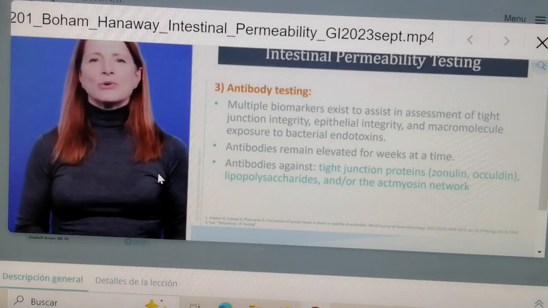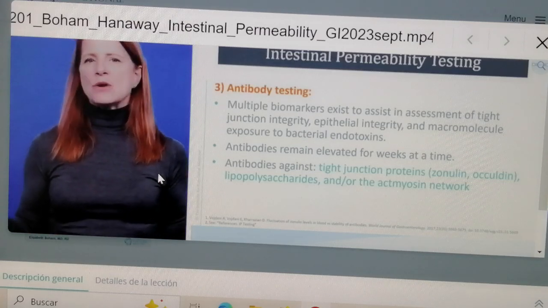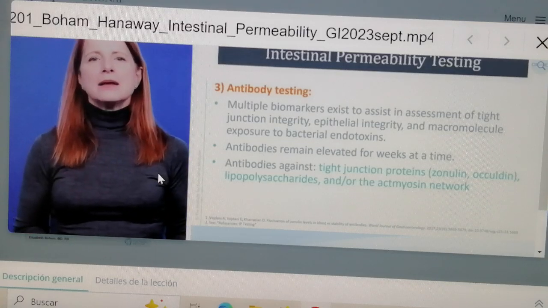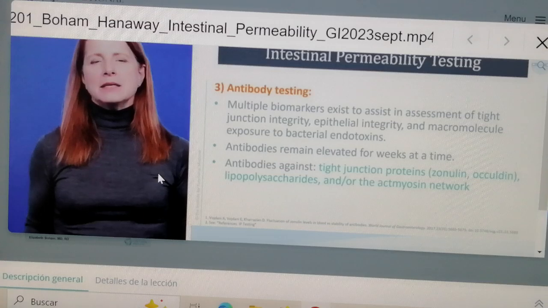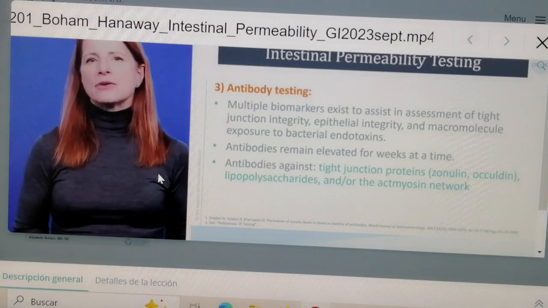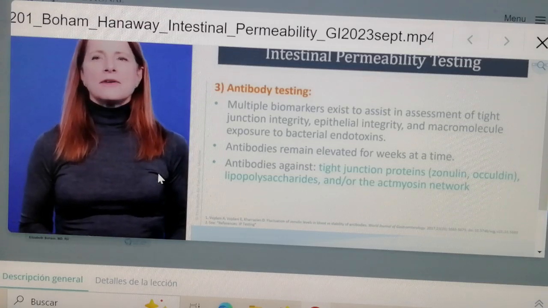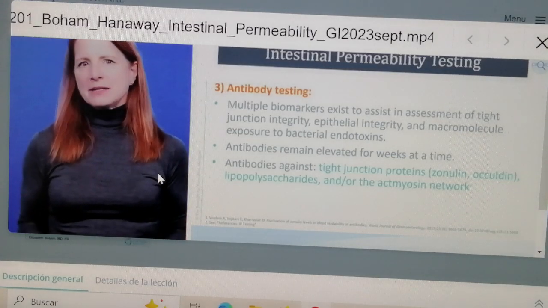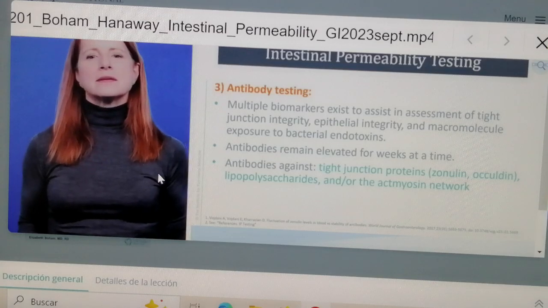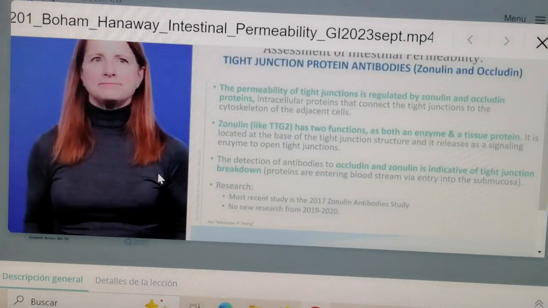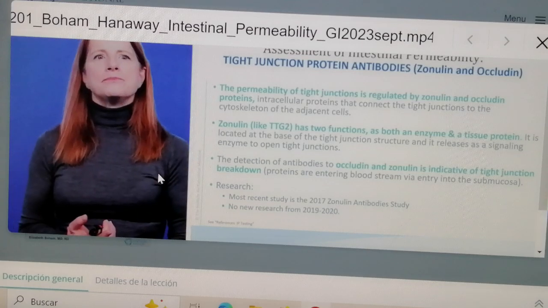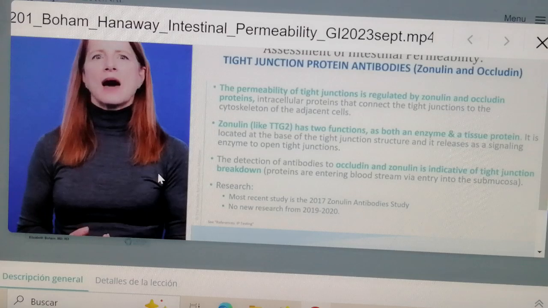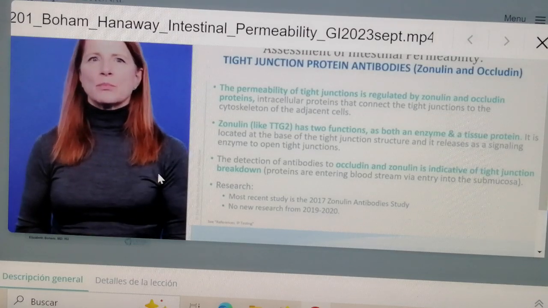Zonulin may go up and down depending on the time of day and when somebody ate and what they ate, both in serum and stool. But antibodies against zonulin in the blood may give us a much better idea of how often zonulin is going higher than it should be. So often when we're wondering about is there increased intestinal permeability, we're looking at antibodies against zonulin because they can be elevated for weeks at a time, and they can give us a better idea. So here's just some more research on antibodies against zonulin and how that can indicate there's increased intestinal permeability.